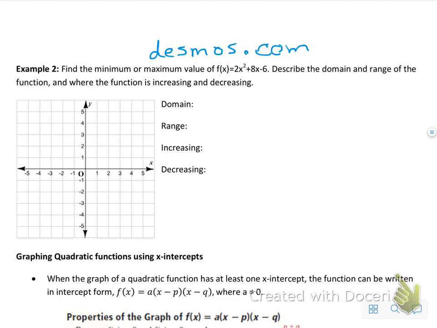So, example 2. Find the minimum or maximum value of f of x equals 2x squared plus 8x minus 6. Describe the domain and range of the function and where the function is increasing and decreasing. So, maximum and minimum. We're going to find this, for now, just by graphing. And we're going to go to Desmos.com to do it. I have already done it.